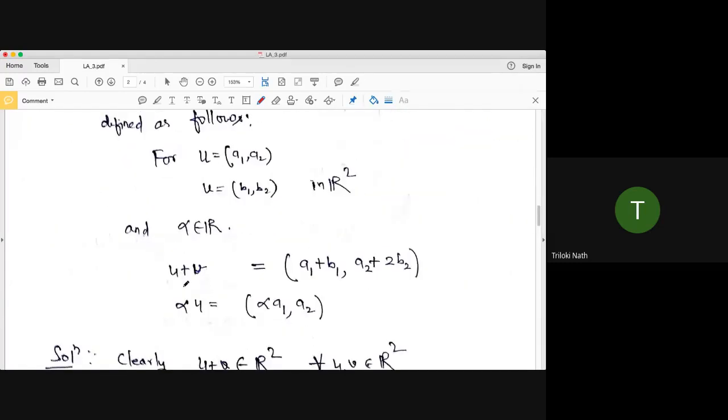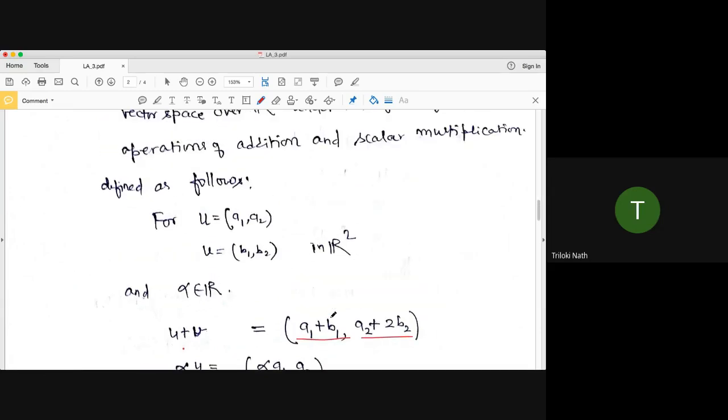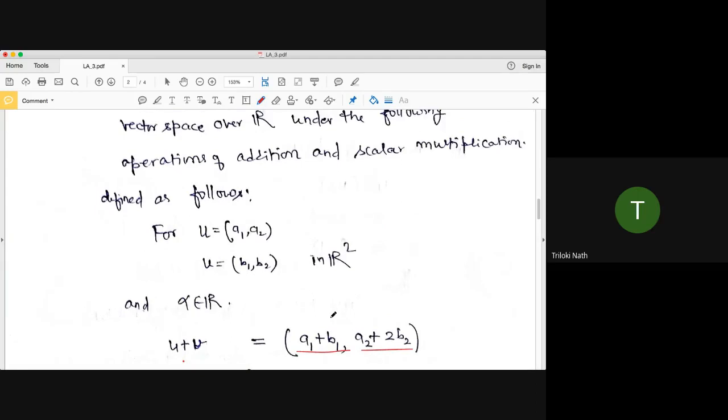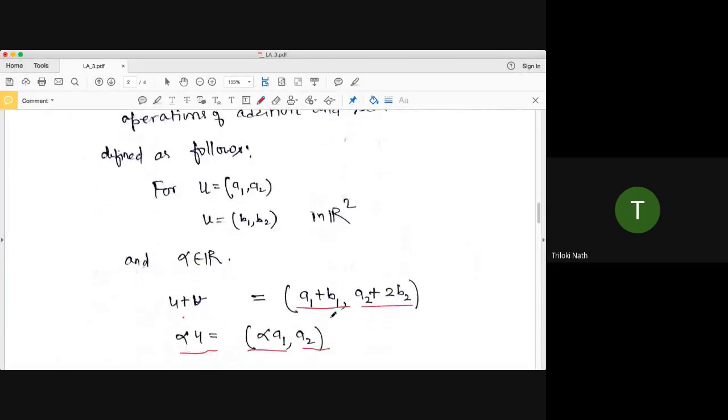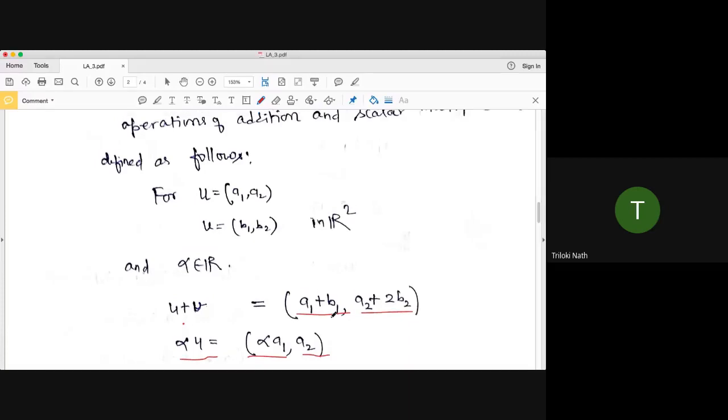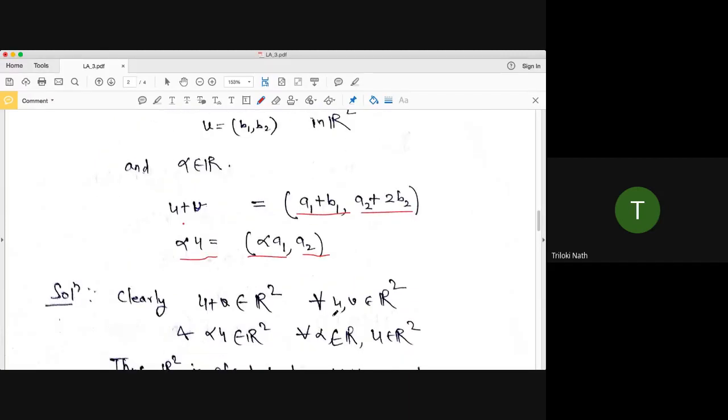So the first operation is defined in this way, that is A1 plus B1, and in place of the second, it is not A2 plus B2, it is A2 plus twice B2. And the scalar multiplication is defined in this way: alpha times U is equal to multiplying the scalar by the first coordinate and leaving the second coordinate as it is, right? So leaving the second coordinate as it is may create some problem. In the first instance, it is clear that it may or may not be a vector space. Definitely you cannot say, right? Because it is not the usual coordinate wise addition and coordinate wise scalar multiplication.